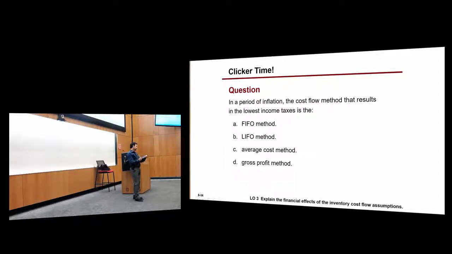So in a period of inflation, the cost flow method that results in the lowest income taxes is which method?